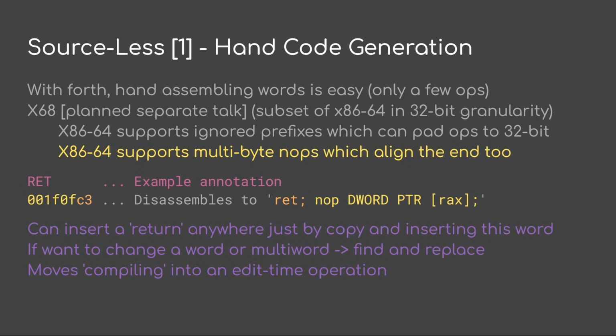And we can do things like adding in REX prefixes when we don't need them to, again, pad out to 32-bit. So for instance, if we wanted to do a 32-bit instruction for return, we might put the return, which is a C3, and then pad the rest of it with a 3-byte no-op. And once we've built this 32-bit return number, which we can annotate with RET, we can insert a return anywhere just by copying and inserting this word in the source code. And later, if we build different opcodes and say they were multi-word, we can just use find and replace to change those. Effectively, we're moving compilation into some edit-time operations.